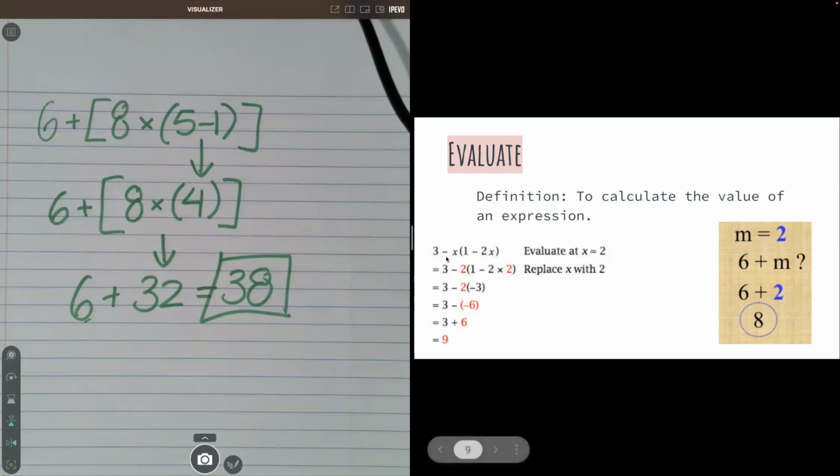Over here, it's the same thing. 3 minus x times 1 minus 2x. We know that now x is equal to 2. We replace the x's with 2's. And then use order of operations, right? We start with the parentheses, solve what's in there. We get -3. Then left to right, look for multiplication, division. We multiply these, get -6. 3 minus -6 is the same as 3 plus 6. And then we finish evaluating to get 9. You're always going to use order of operations to evaluate your problems.